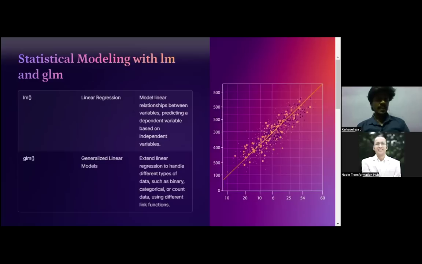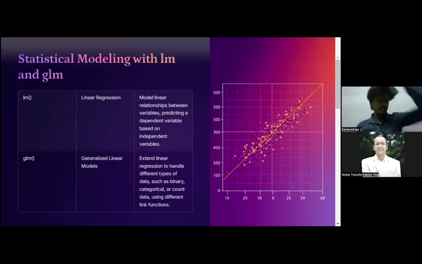Let's see LM. It is a function. It is a linear regression model. It models the linear relationship between variables and predicts the dependent variable based on the independent variable. So we are having linear regression, right? From sklearn we will be importing from linear model, we will be importing linear regression in Python. Whereas here there is a function called LM, which will import the linear regression model.